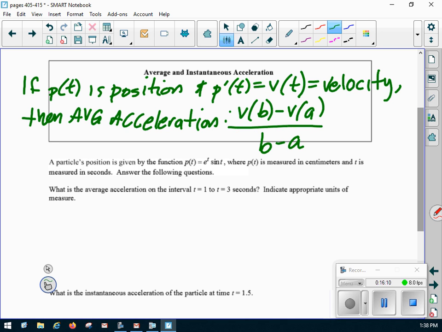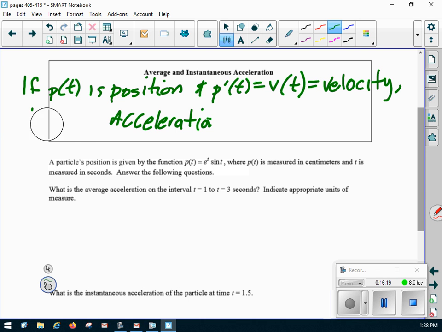Your instantaneous acceleration. I still don't know why that happens sometimes. Making me work that word again.